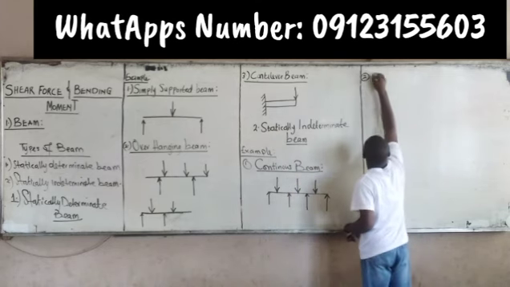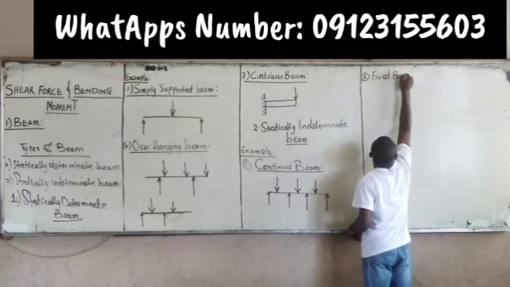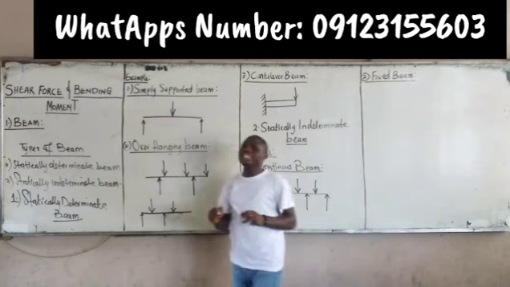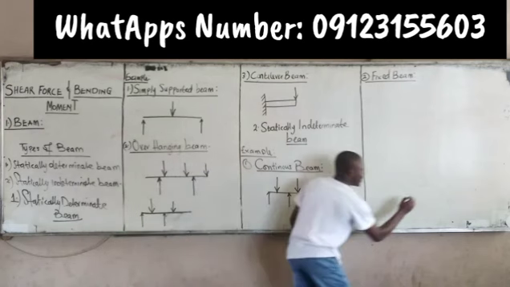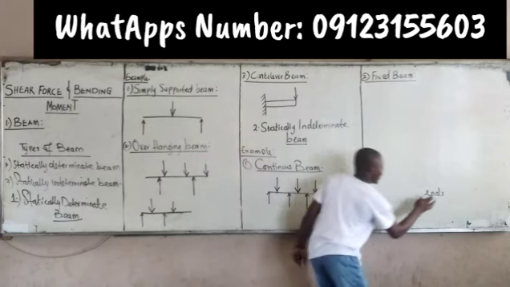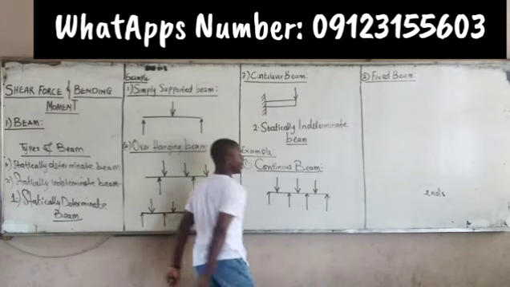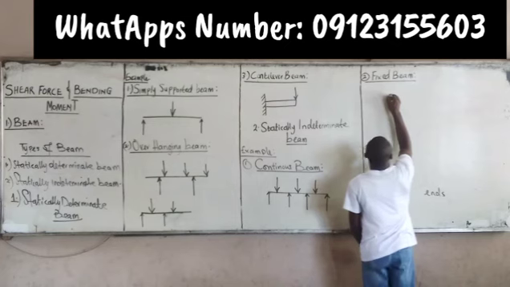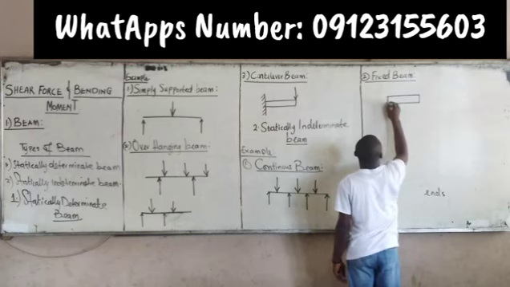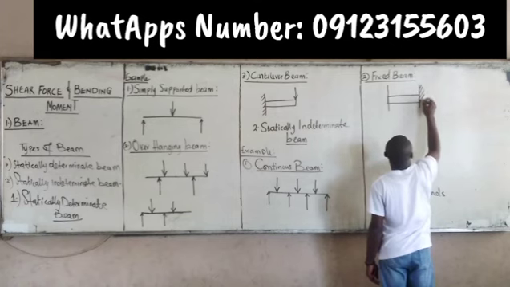Fixed beam. A fixed beam is simply a beam that has its two ends fixed. Hence, this end and this end here, they are fixed. For this one, let me diagram below. A fixed beam is simply a beam that has each of its two ends fixed. Now this is fixed.